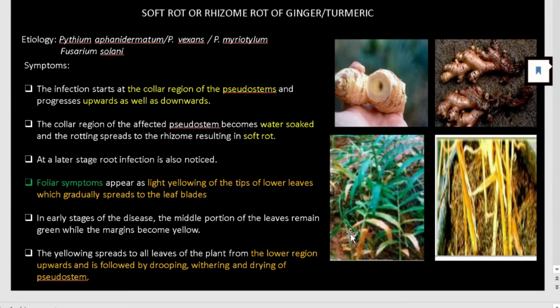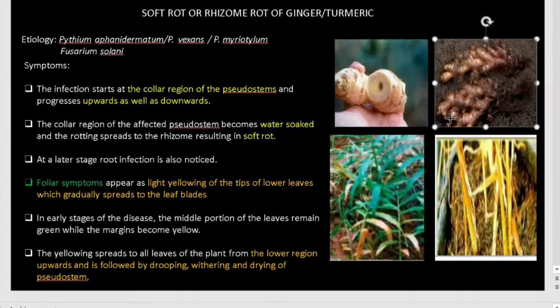Very long period of time. Generally, rhizome rot is seen in rainy season. The first infection takes place on the collar region of the pseudostem. There are some water-soaked dark areas in the collar region. They proceed upward, and they proceed downward to the rhizome, and they cause soft rot. You can see soft rot like thing here.